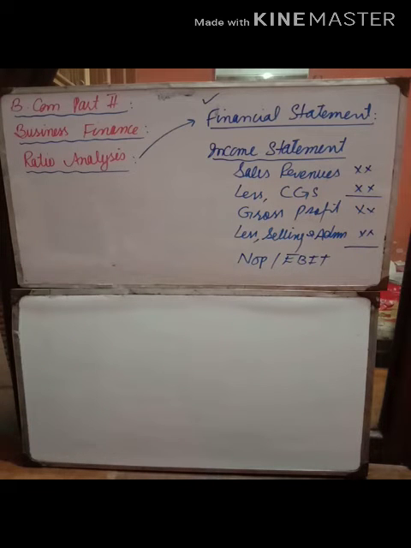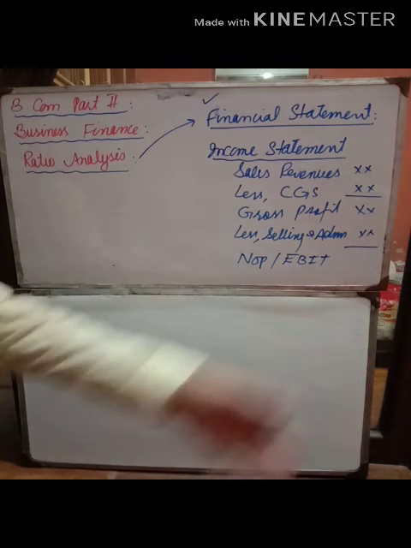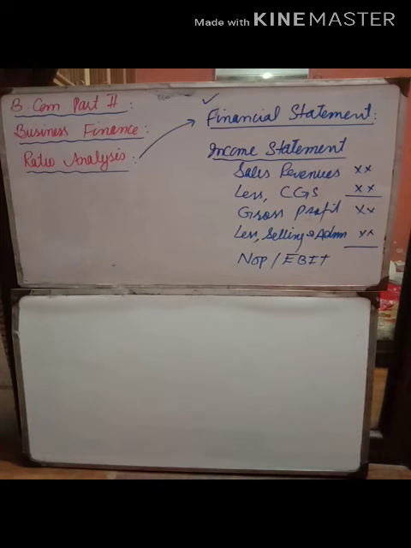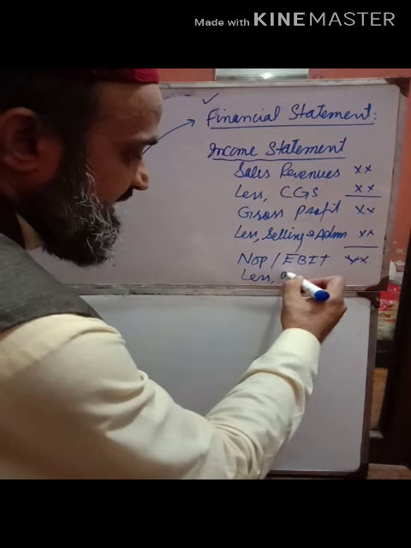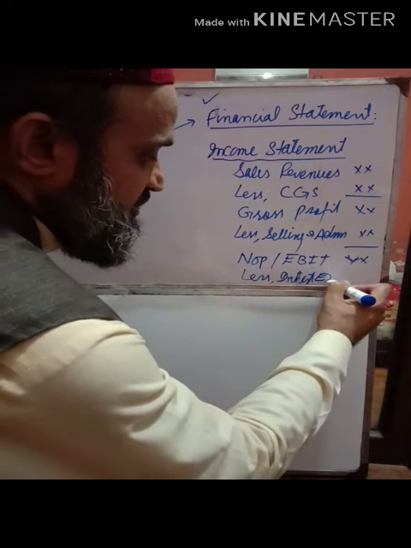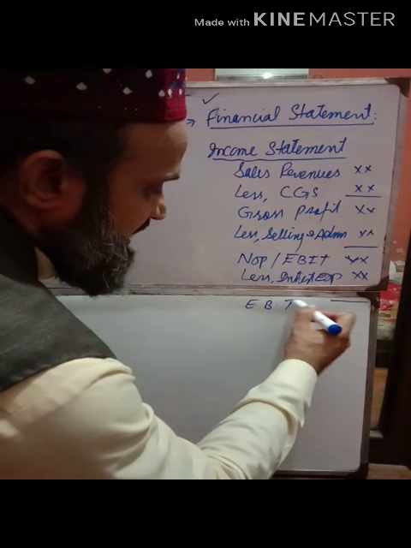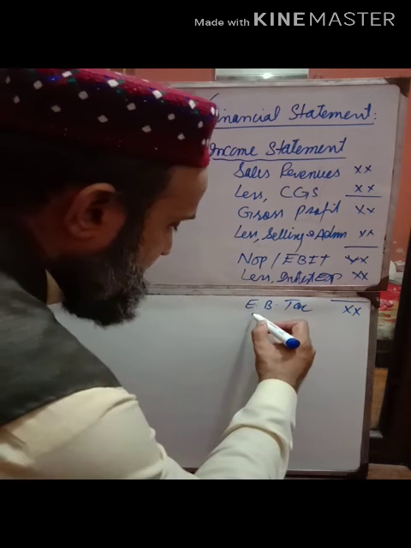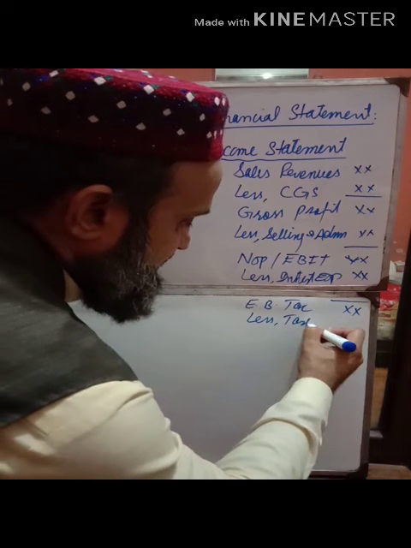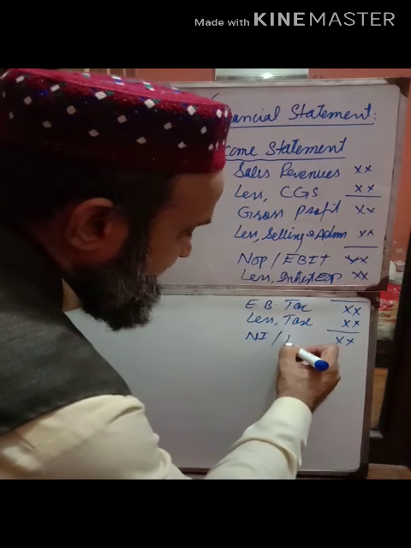From gross profit, we subtract the selling and admin expenses. Then we get net operating profit, or operating profit, or in finance, we may say EBIT, earning before interest and tax. From EBIT, we subtract the interest expense, and then we get earning before tax, or you may say net income before tax. From EBT, we subtract the tax expenses relating to the current year. Then we get the net income, or you may say net profit.